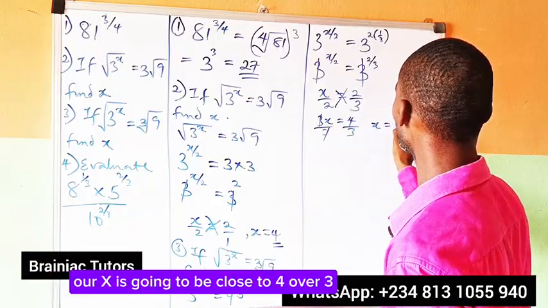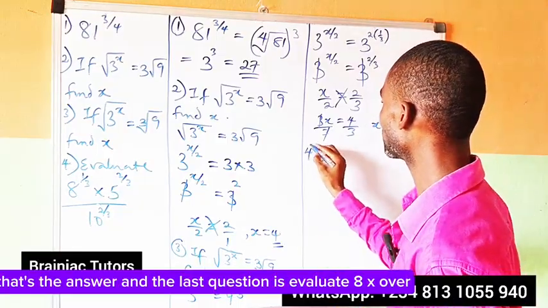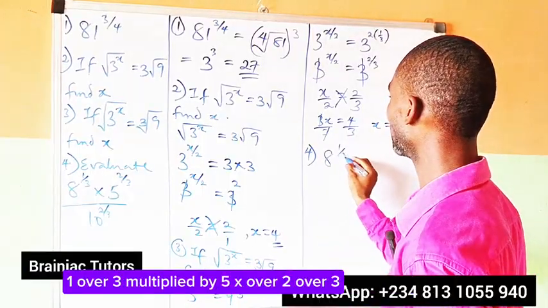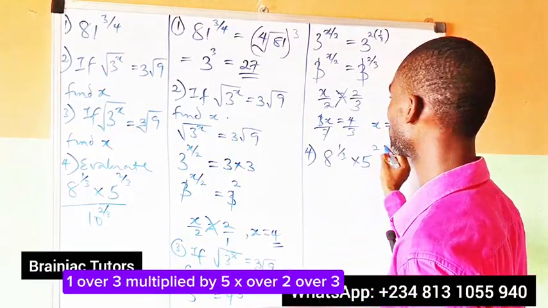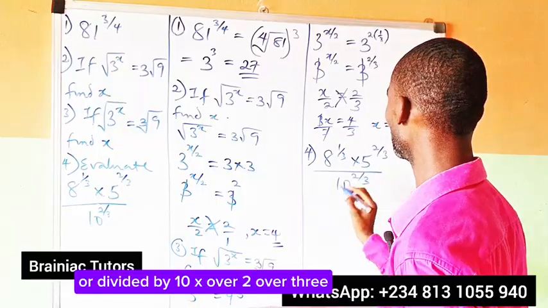Our x is going to be equal to 4 over 3. That's the answer. And the last question is: evaluate 8 raised to power 1 over 3 multiplied by 5 raised to power 2 over 3, all divided by 10 raised to power 2 over 3.